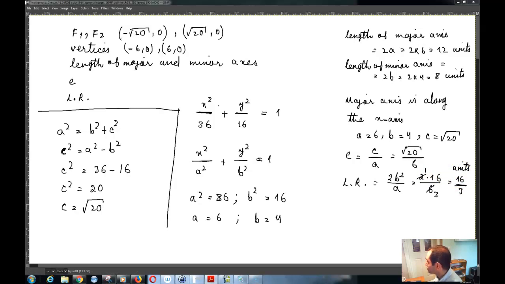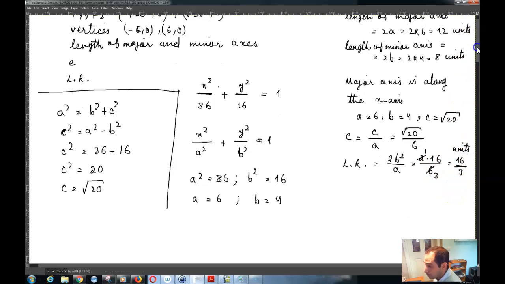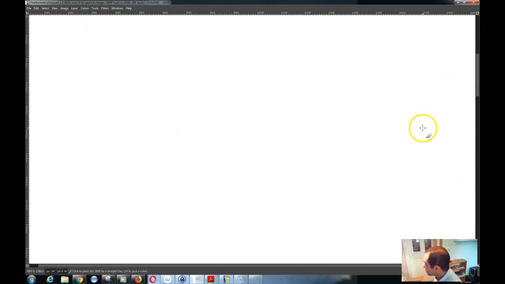So then if I write the answers, the foci are at plus or minus square root of 20, comma 0. The vertices are at negative 6 and positive 6, comma 0. The major axis is 12 units. The minor axis is 8 units. The eccentricity is square root of 20 divided by 6, and the latus rectum is 16/3 units. So that was the first one.